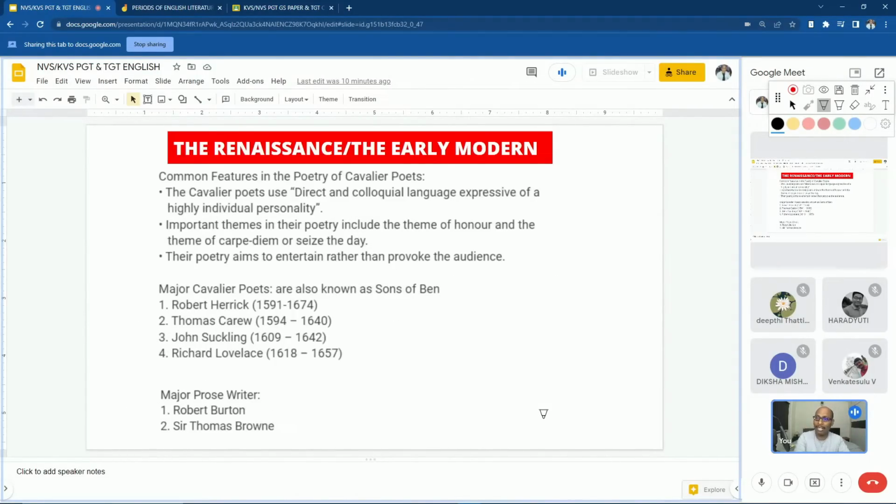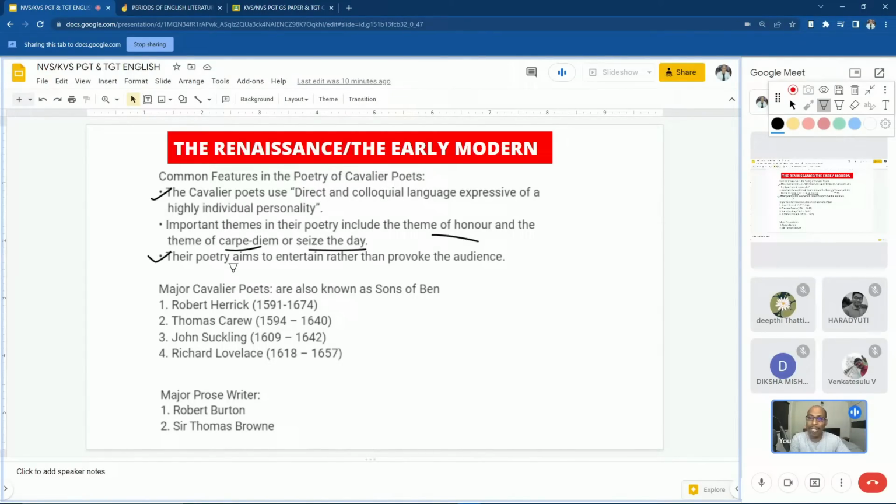So let us go to the common features in the poetry of the Cavalier poets. What these poets believed and what the features of this poetry were: the Cavalier poets use direct and colloquial language expressive of a highly individual personality. Important themes in the poetry include the theme of honor and the theme of carpe diem, that means seize the day. The poetry aims to entertain rather than provoke the audience. So it was almost all entertaining poetry.